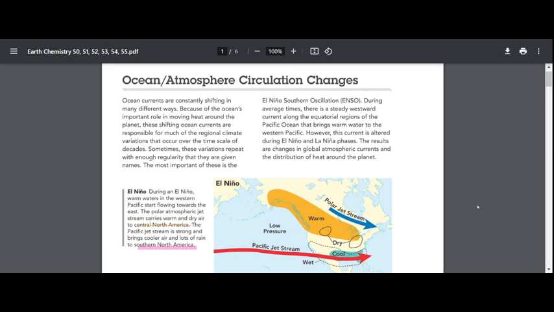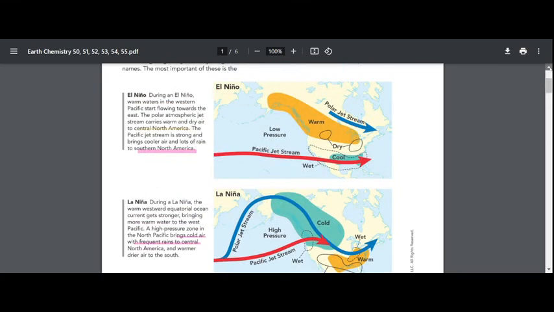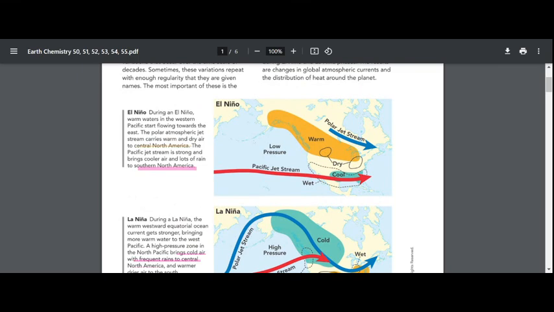Okay, so again, this is an image right here of what's going on during an El Nino. This right here is a low pressure zone. You've got the Pacific jet stream indicated by the red arrow. This area right here is wet. This area right here is cool. Over here, you've got a dry region. And then the blue arrow indicates the polar jet stream.